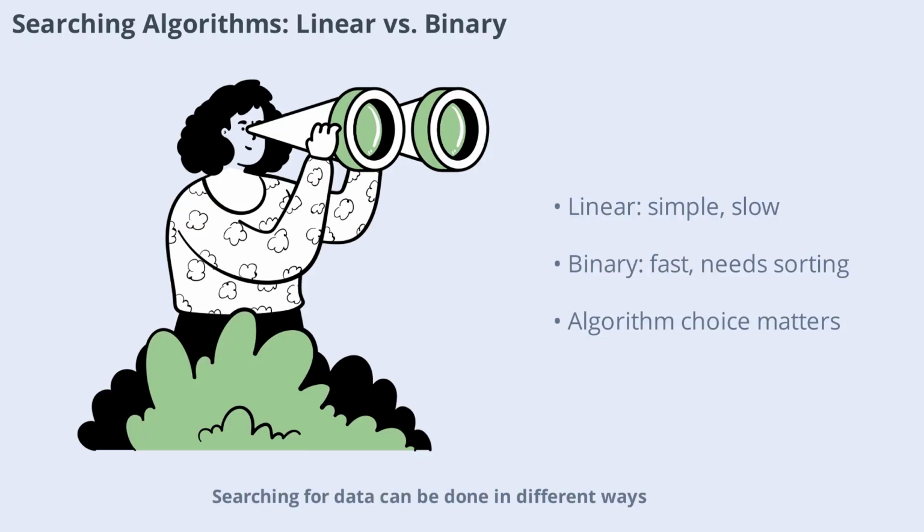Searching for data can be done in different ways. Linear search checks each record one by one, making it simple but slow for large files. Binary search, on the other hand, quickly narrows down the search by repeatedly dividing the list in half, but it requires the data to be sorted. The choice of search algorithm affects both speed and structure.